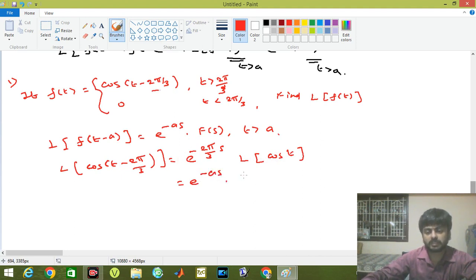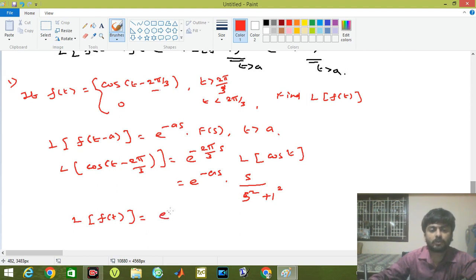What is cos t? Cos t is s divided by s square plus a square, that is s square plus 1 square, that is 1. So our final result can be written as L of f of t or L of g of t. Whatever they have given, you can write that.